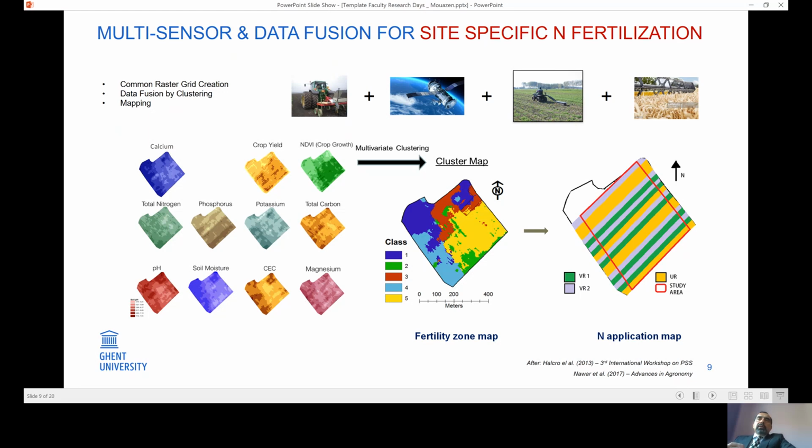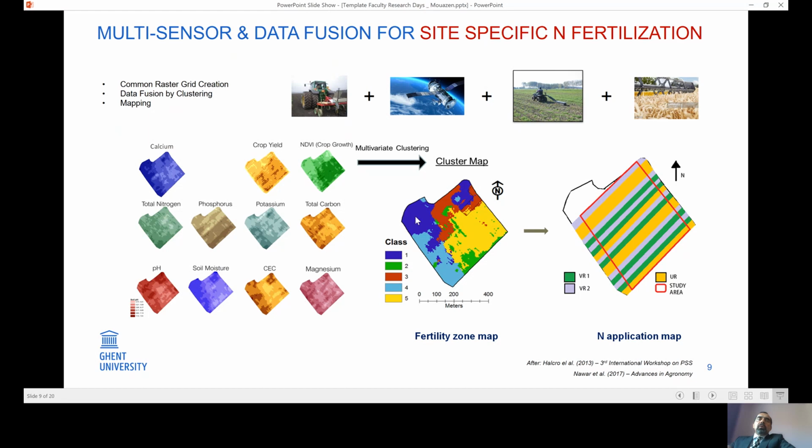Coming back now to site-specific nitrogen fertilization, this is an example of the results we have obtained in the last few years, where we have fused the data from the visible near-infrared sensor, including 8 layers of soil properties, together with crop yield data and NDVI data measured by satellite imagery. And in addition to that, we used apparent electrical conductivity, and based on clustering, we have derived the fertility zone maps.